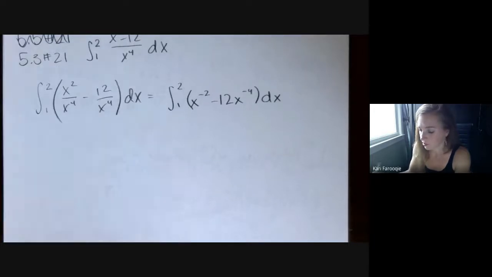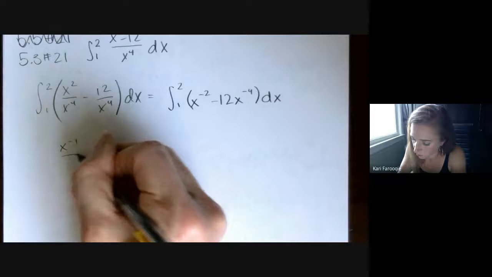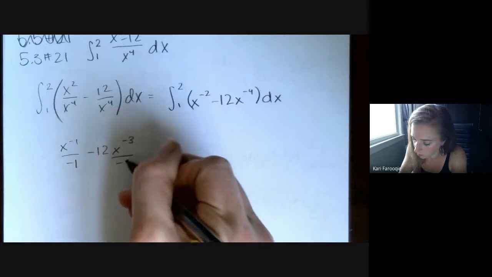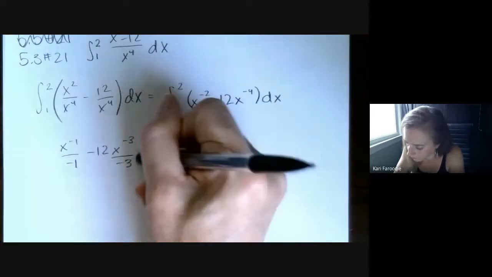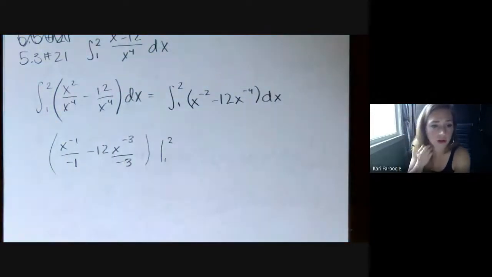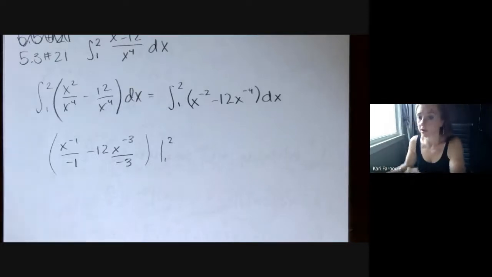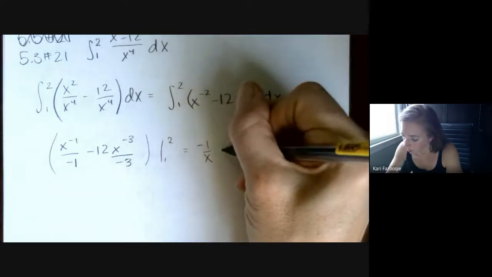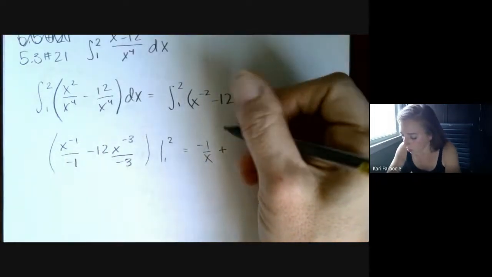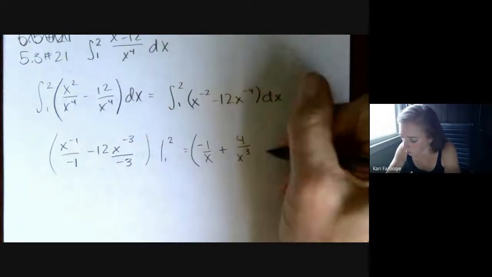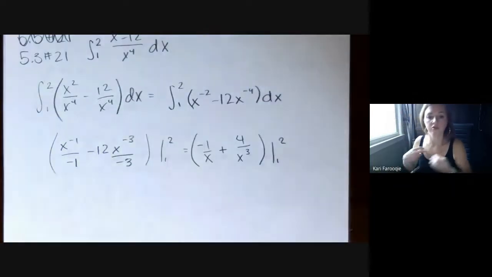And then you can integrate. So x to the negative 1st divided by negative 1 minus 12, x to the negative 3rd divided by negative 3. And then that's going from 1 to 2. And before you evaluate it, you'll probably want to simplify it because evaluating it like this, it's probably not the best idea. So you'll have negative 1 over x, and then plus, because you have minus a negative 4 divided by x cubed, and you'll take that from 1 to 2.